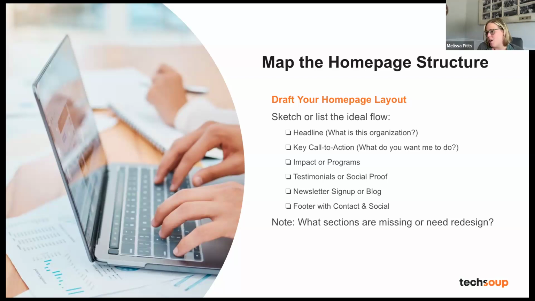Next piece on the page would be your impact or program. In a lot of cases, you're going to have both. Impact works really well when it looks like statistics or impact numbers, tangible things that people can see. Programs, if that's relevant for your organization, is an opportunity to give a high level overview of what you offer as an organization.